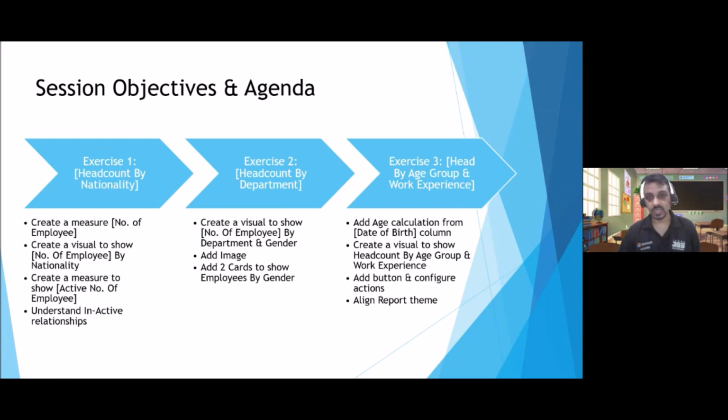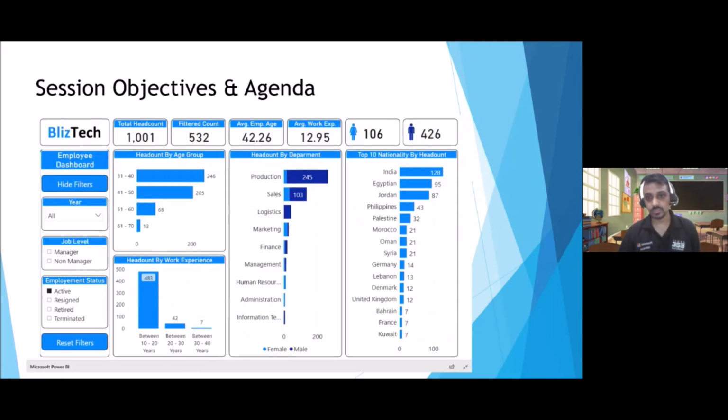So the first exercise asks us to do this one, the top 10 nationality head count. The second exercise asks us to do this, head count by department. The third exercise is based on head count by age group and work experience. And the second exercise includes this one as well, so we will have something familiar with this. So with this, I will start with a blank file.